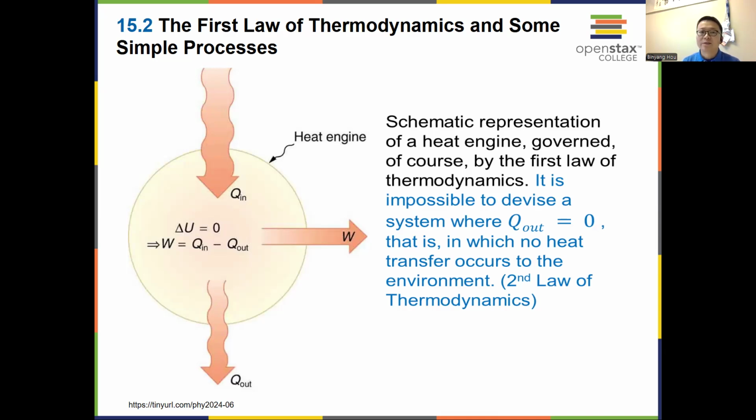The heat engine will take in the heat and then convert part of the heat into work, and the remainder of the heat will be discarded into the environment. So Q in is the heat it takes in and then converts into work W, and excess heat will come out.